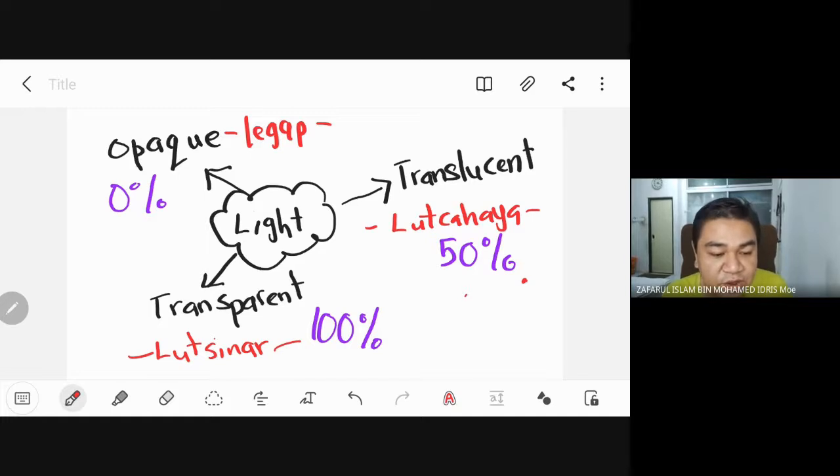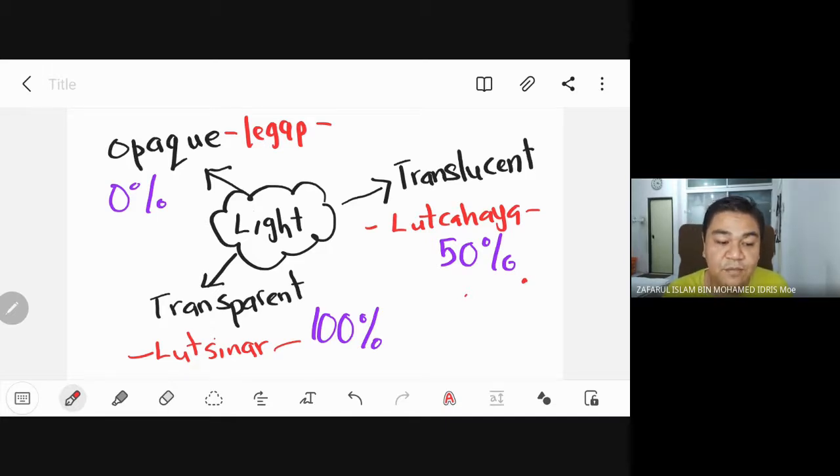Okay, the first one, transparent. Kalau awak nampak, sepenuhnya 100% because of what? Transparent allow all the light to go past through it. Maksudnya semua cahaya boleh menembusinya. Okay, so awak ingat what are the example of transparent object? Okay, contoh paling senang macam cermin kereta. Your car window.